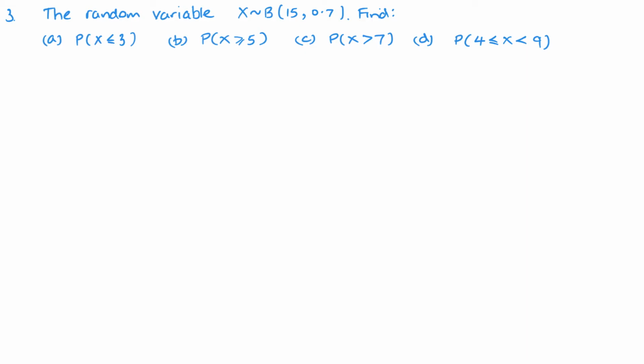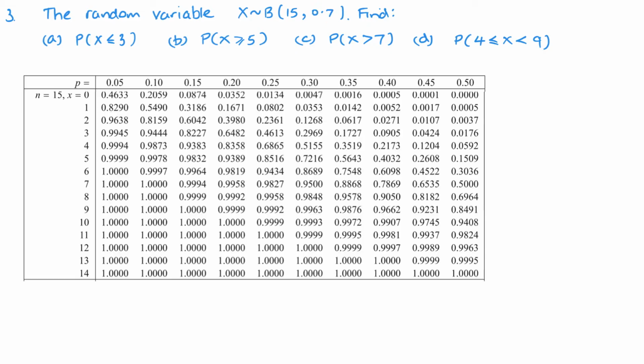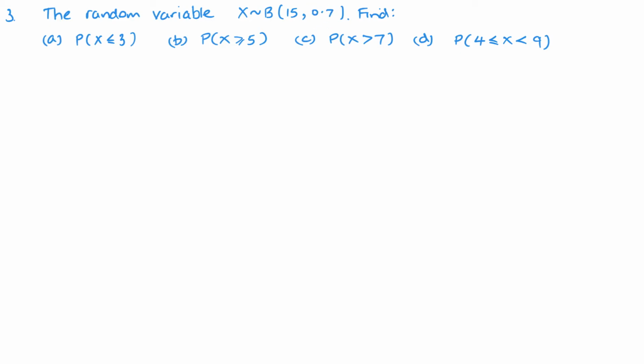Now, looking at this question, you may have noticed that this value for p is not in our tables. Here's the section from the tables, and you can see that we've got from 0.05 all the way up to 0.5, which obviously gives us a little bit of an issue when we've got 0.7. So if I want to use the tables, I need to find a workaround. And the workaround is simple. If I think of the opposite of that, so 1 minus that 0.7, I get 0.3. And 0.3 is in the tables.